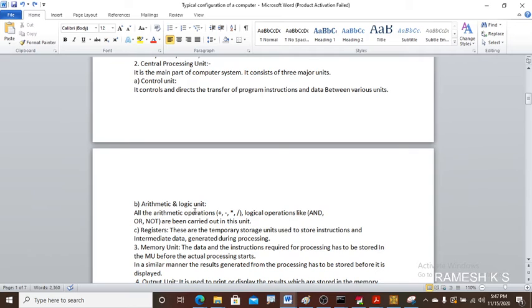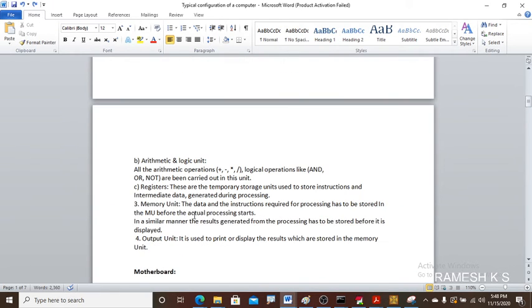Next, the arithmetical logical unit. All of you know what arithmetic means. Arithmetical operations mean plus, minus, star, divided by. These are addition, subtraction, multiplication and division operations. Logical operations mean and, or, not. These will be carried out and manipulated with the help of this unit, the arithmetical logical unit. This comes under the central processing unit.